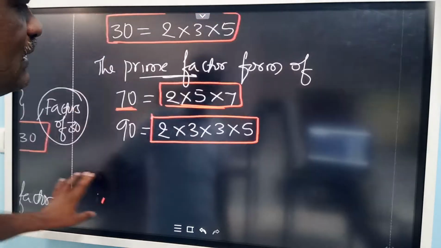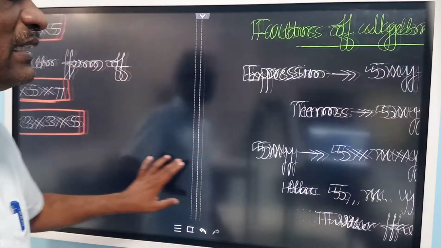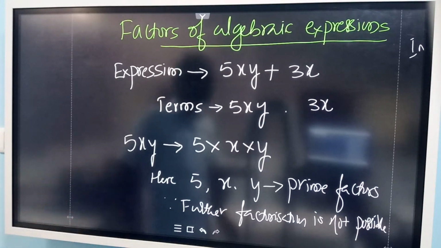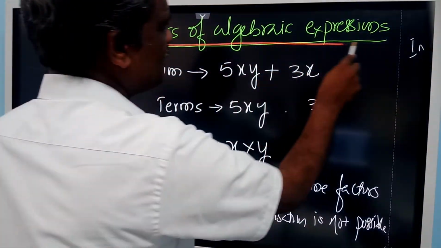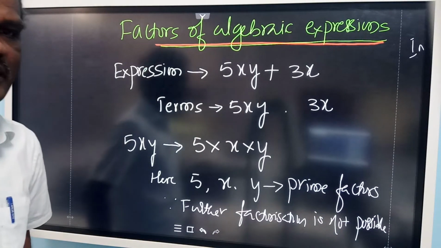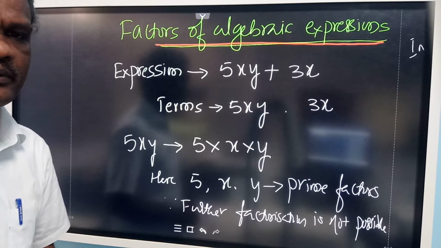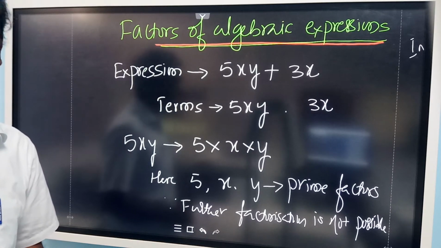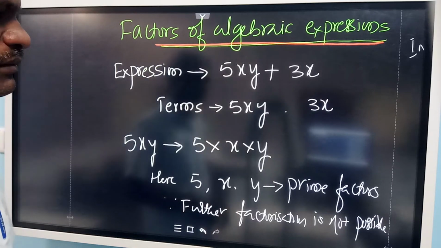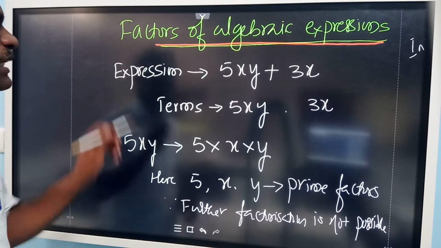This is about the natural numbers. But now we are going to learn about the factorization of algebraic expressions. As you know already, an algebraic expression is a mathematical statement formed by using constants and variables, with addition, subtraction, multiplication and division. Now here we have an expression.